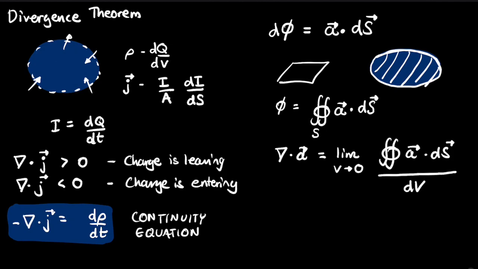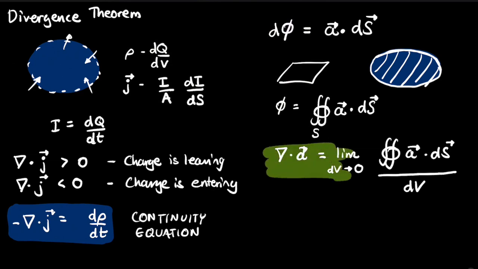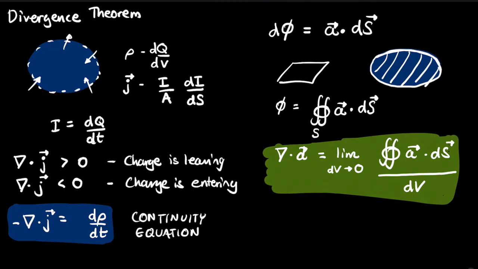So as dV tends towards zero, the divergence of A is the net flux that is either entering or leaving the surface. So that's a mathematical way of expressing whether it's acting as a source or whether it's acting like a sink. I'll put a little box around that, but this is not the divergence theorem. We're nearly at the divergence theorem.